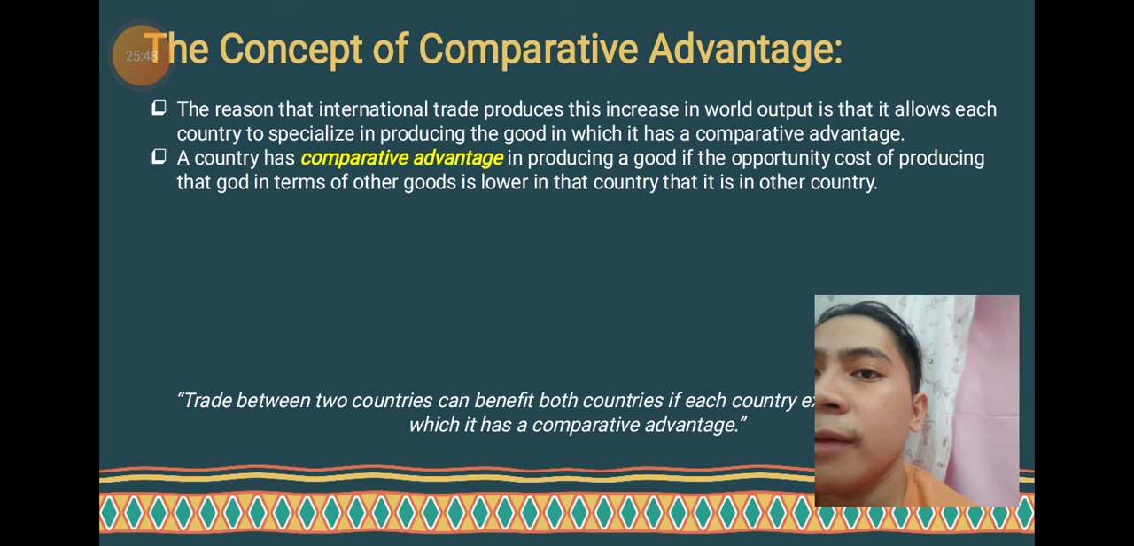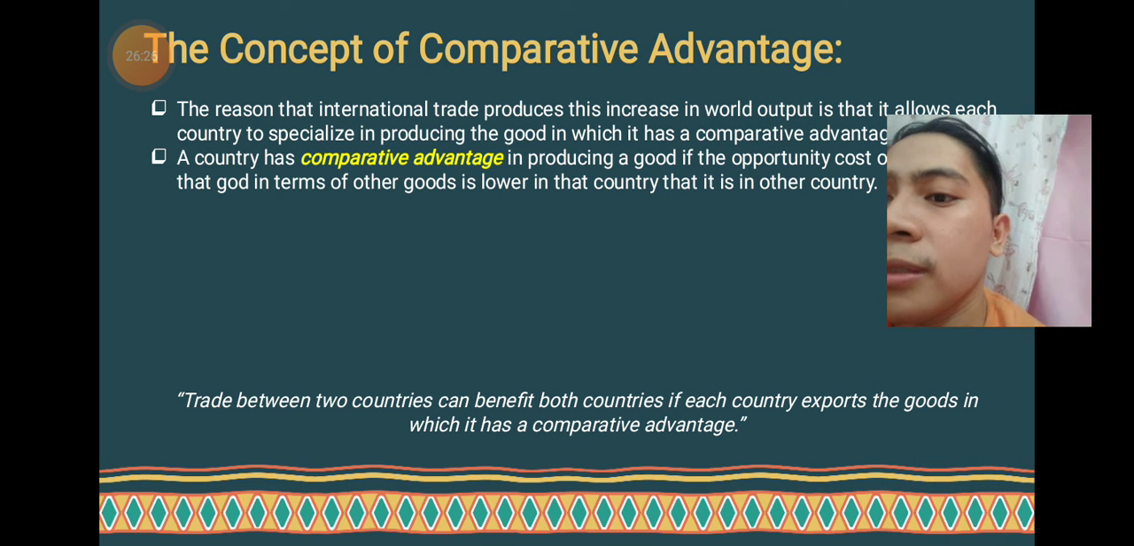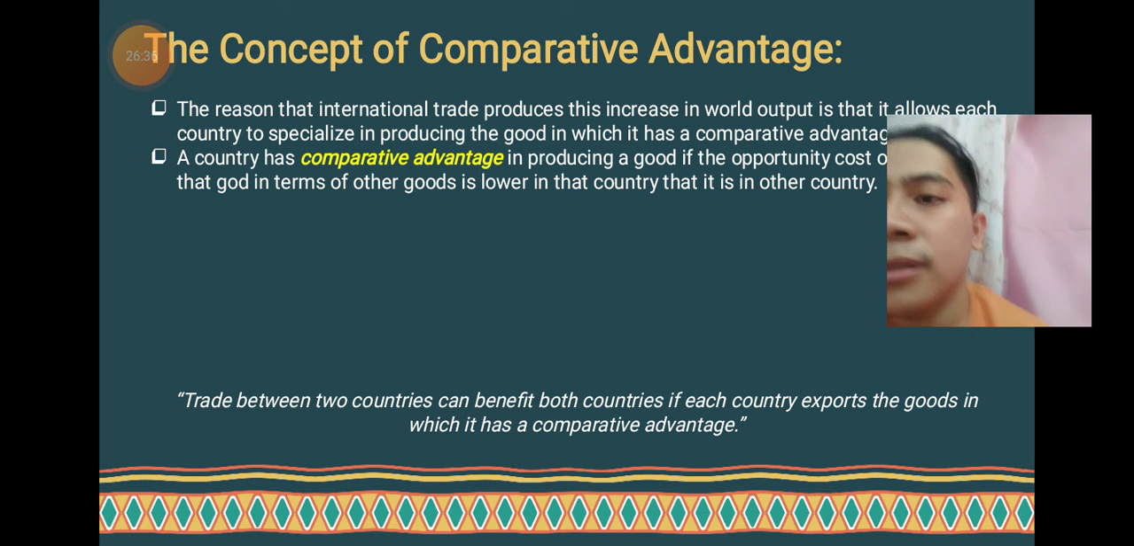The concept of comparative advantages is the reason that international trade produces an increase in world output, in that it allows each country to specialize in producing the goods in which it has comparative advantages. Second, a country has comparative advantages in producing a good if the opportunity cost of producing that good in terms of the other goods is lower in that country than it is in other countries. Trade between two countries can benefit both countries if each country exports the goods in which it has a comparative advantages.